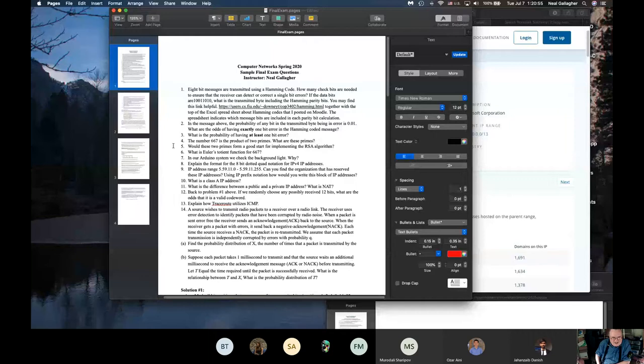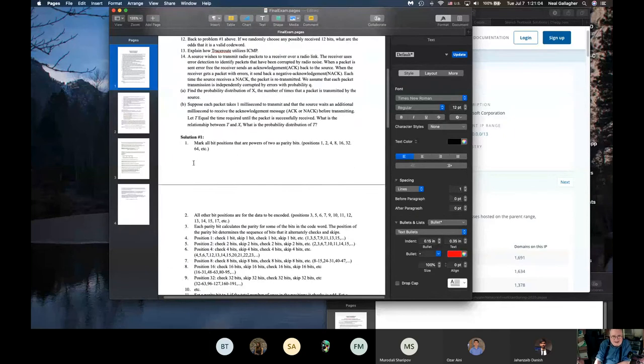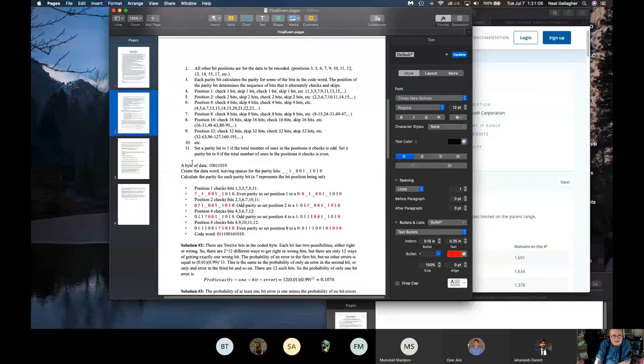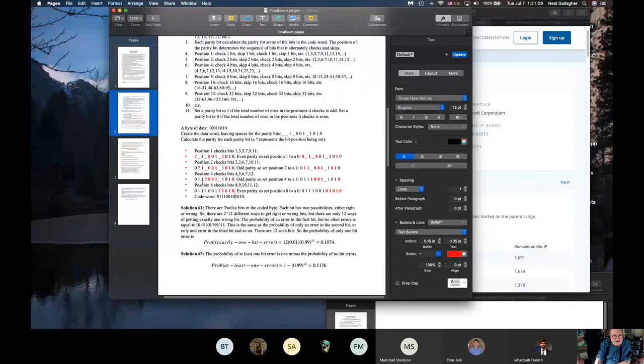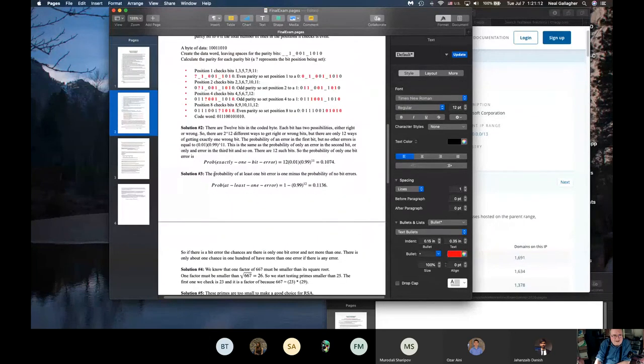Now, the probability that we have no errors at all is pretty easy. That's going to be 0.99 to the 12th. So it's right here. Okay, solution number 3. The probability of at least one bit error is 1 minus the probability of no bit errors. So the probability of at least one error is 1 minus 0.99 to the 12th. And this is what I have. You check my computation here to see if that's right.